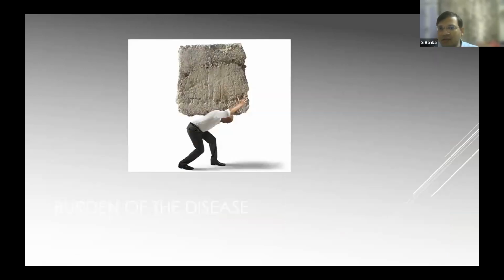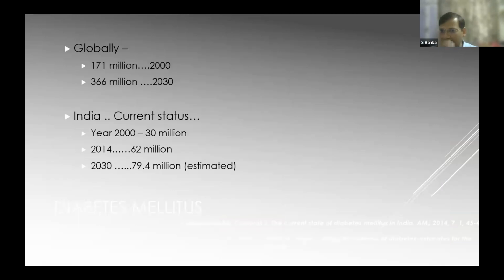So what is the burden of the disease? Currently it is estimated that our country has almost 30 million patients of diabetes, and it has been estimated that we'll be having almost 80 million patients of diabetes by the year 2030. That is just 7 years from now.